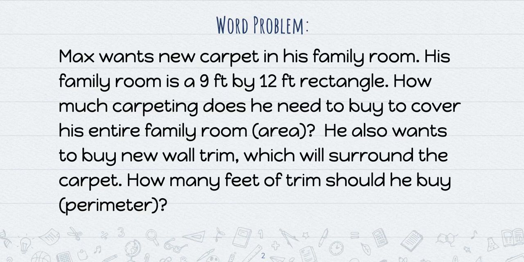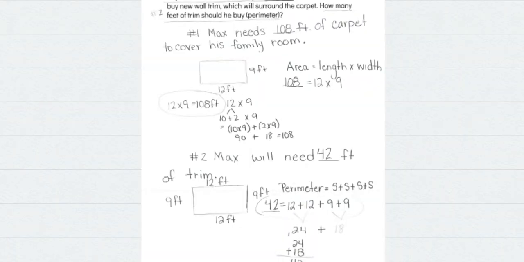All right, let's go ahead and check through your work. This is your solution. Okay, it was a two-step problem, so you should have two different answers, one for the first question, one for the second question. Okay, so one was an area question, one was a perimeter question. So there you can see Max needs 108 feet of carpet to cover his family room, and then Max will need 42 feet of trim for the outside of the room, for the perimeter, okay? So if you need to pause this to check over your work, you can do that as well.